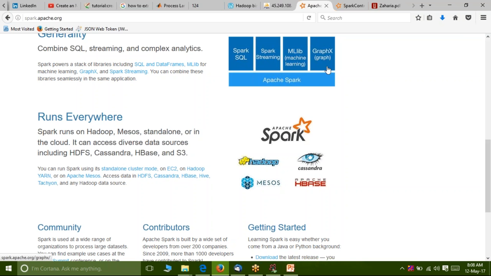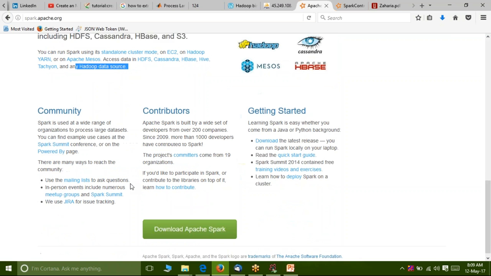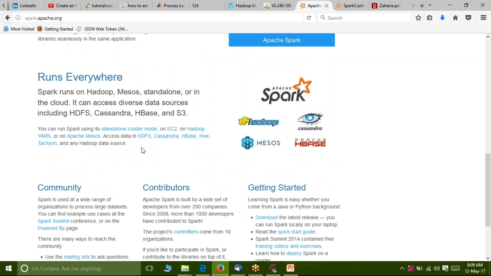Similarly, I'm not sure, but we may see other libraries also coming up on the same Spark core, which can process data from different sources. As of now, you can run Spark using standalone cluster mode, on EC2, on Hadoop YARN, or on Apache Mesos. This all is in the context of your data. You can also access data in HDFS, Cassandra, HBase, Hive, Tachyon, and any other Hadoop data source, not only limited to these. So it's all libraries that you are building around this, with which you are reading the data and keeping that in memory.